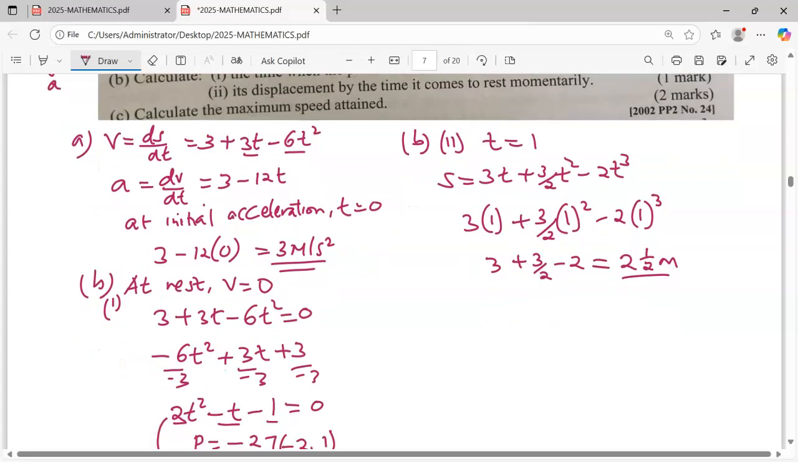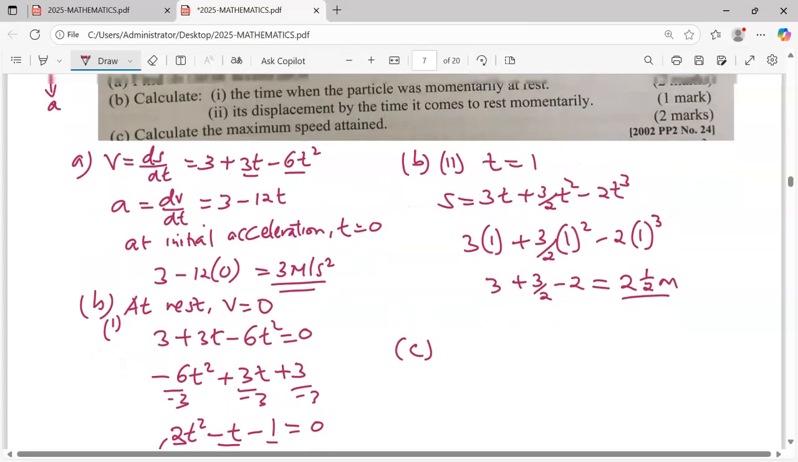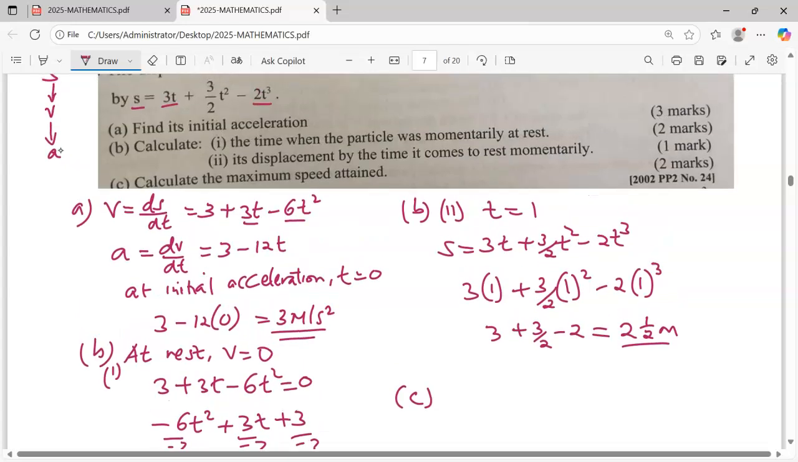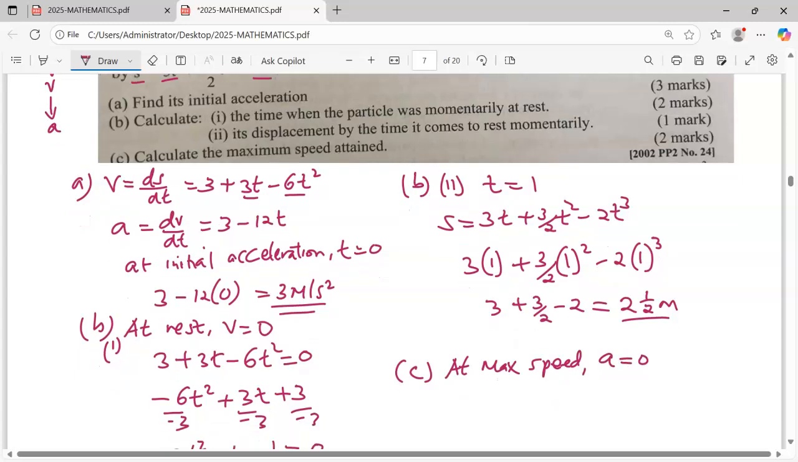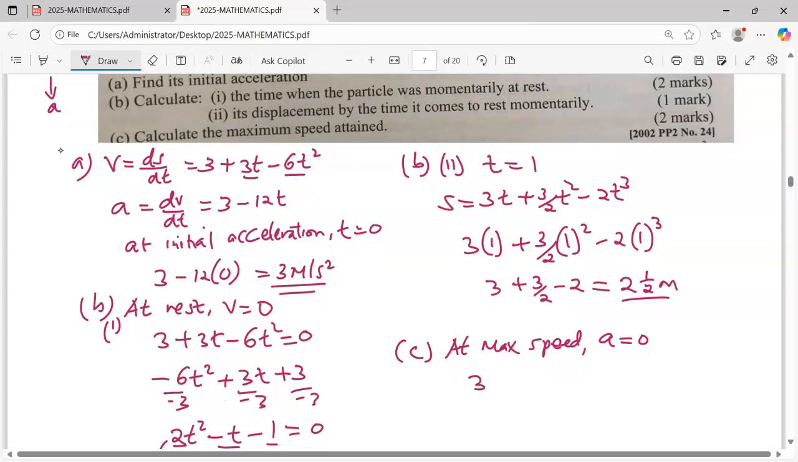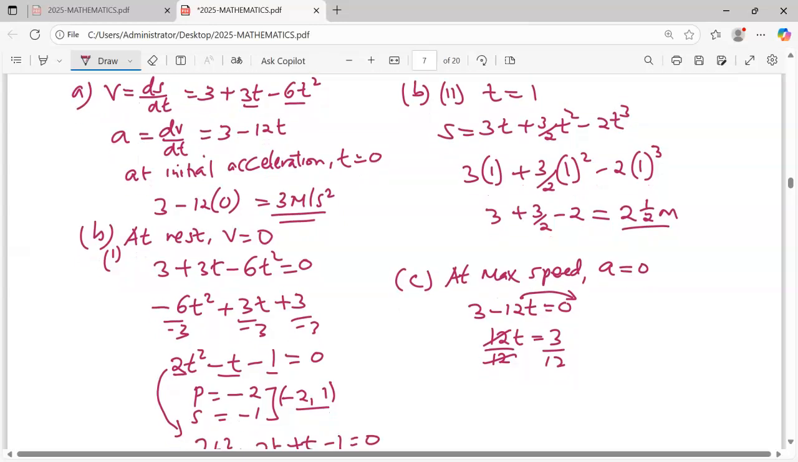when it comes to rest momentarily. Next, we move to part C. In part C, we are supposed to calculate the maximum speed attained. And we know at maximum speed, acceleration is equal to 0. So we take the acceleration function, which is 3 - 12t, and equate it to 0. If you take -12t to the other side, we have 12t equal to 3. Divide by 12 on both sides; 12 and 12 cancel. That means the value of t is a quarter.